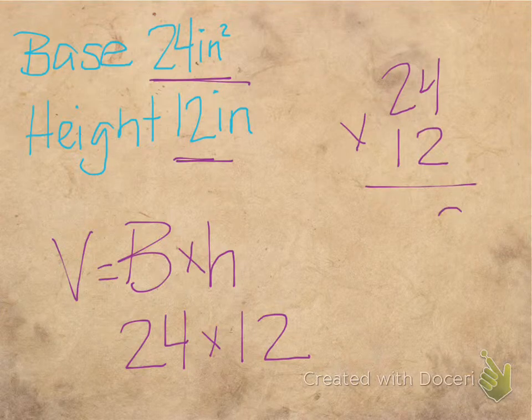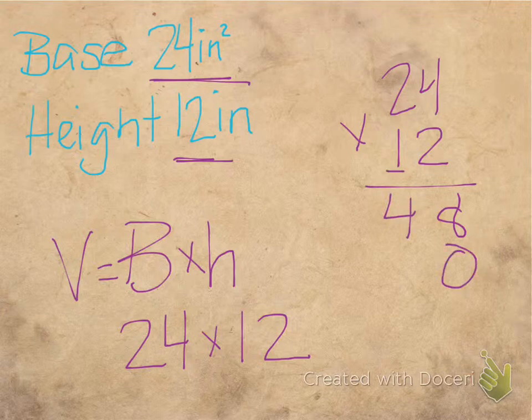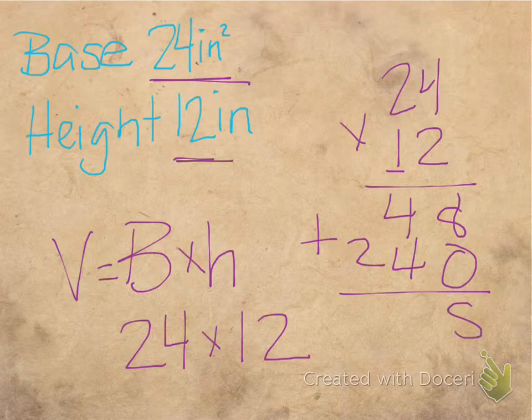2 times 4 is 8. 2 times 2 is 4. Now we move on to our 10, so we have to add our 0. 1 times 4 is 4. 2 times 1 is 2. Add them together. 8 plus 0 is 8. 4 plus 4 is 8. 2 plus nothing is 2. So our answer is 288 inches cubed.